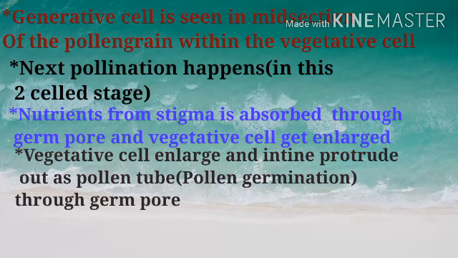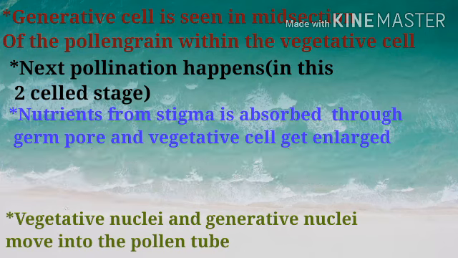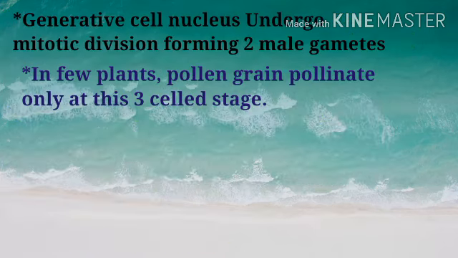Once it is enlarged, the intine wall moves out through the germ pore, forming the pollen tube. Once the pollen tube is formed, the vegetative cell nucleus and the generative cell nucleus move into the pollen tube, and the generative cell nucleus undergoes the second mitotic division, and as a result forms two male gametes.